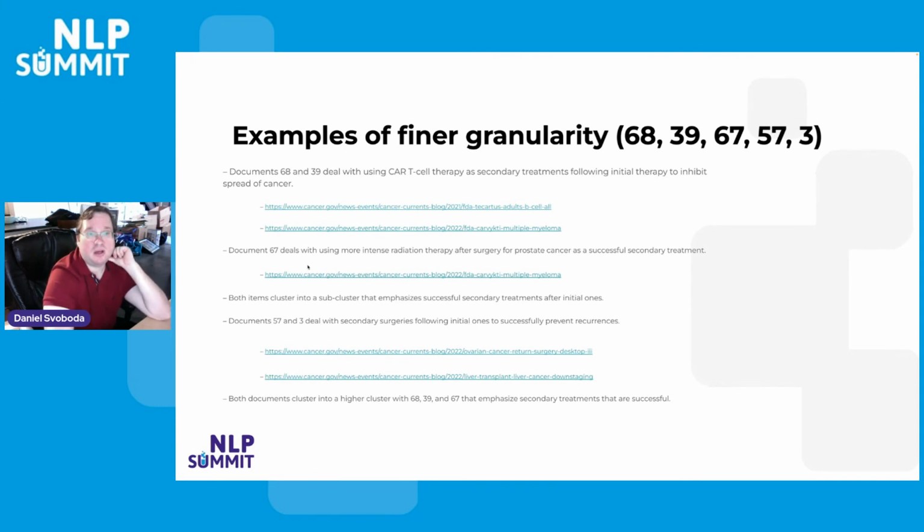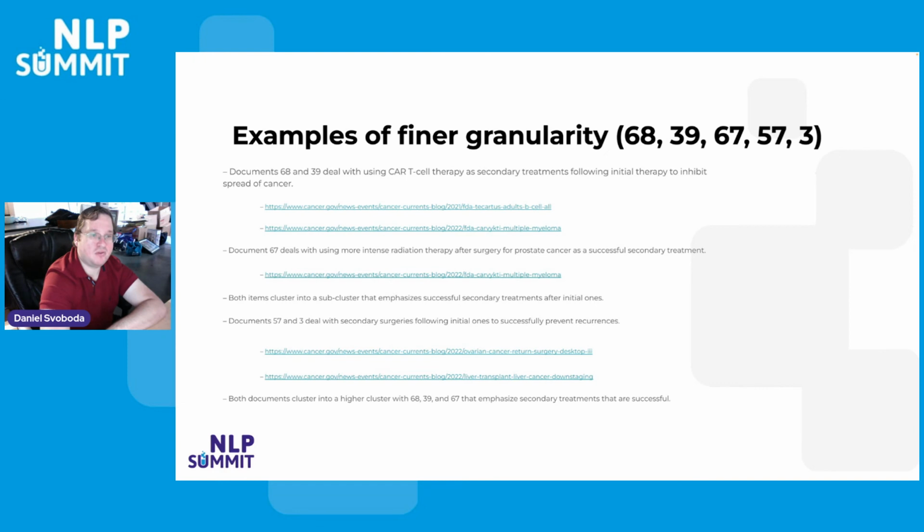Document 67 dealt with more radiation therapy. So it indicated that by using very intense radiation therapy after surgery for prostate cancer, it was able to inhibit and prevent the spread of that cancer. So these documents converged into a subcluster, which could indicate that these secondary methods had something in common which a doctor could be able to use specifically.